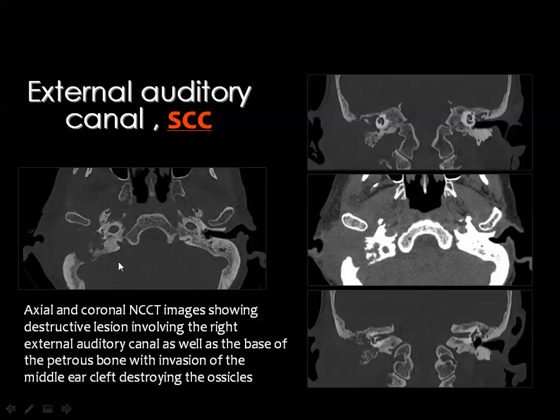And this is another example of external auditory canal squamous cell carcinoma, and you see the aggressive bone destructive changes of the skull base, and there may be also destruction of the floor of the posterior cranial fossa with intracranial extension. Of course, this lesion should be differentiated from malignant otitis externa by many factors.